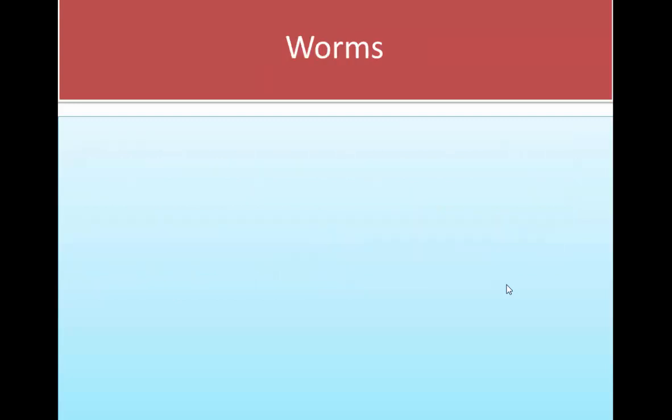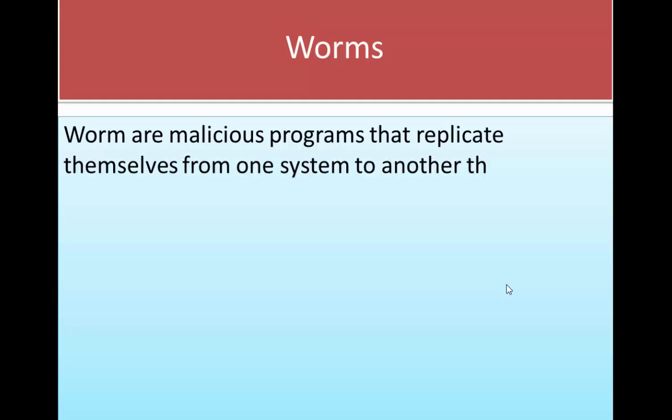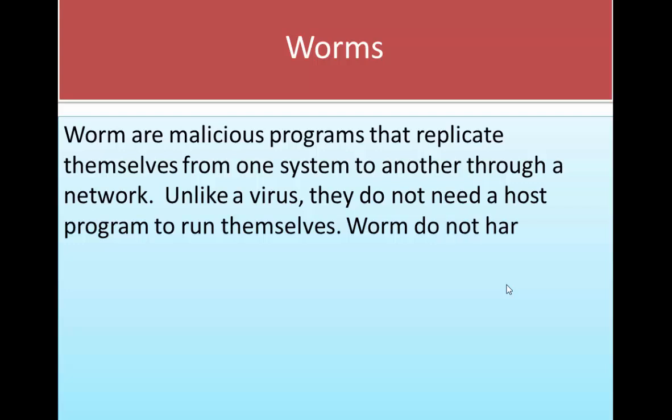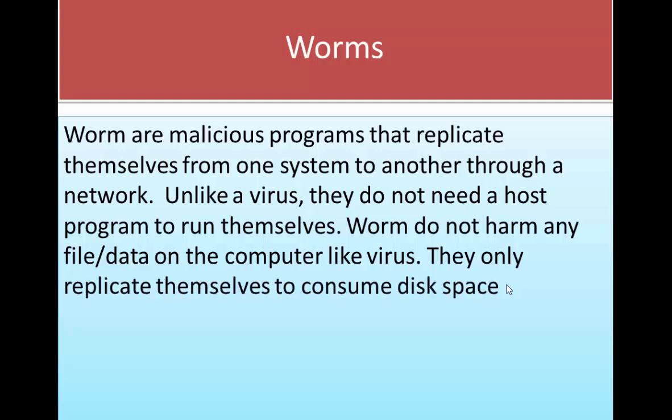Now next is the worm. Worms are malicious programs that replicate themselves from one system to another through a network. Unlike viruses, they do not need a host program to run themselves. Worms do not harm any file or data on the computer like viruses. They only replicate themselves to consume disk space, thereby making the computer slow.